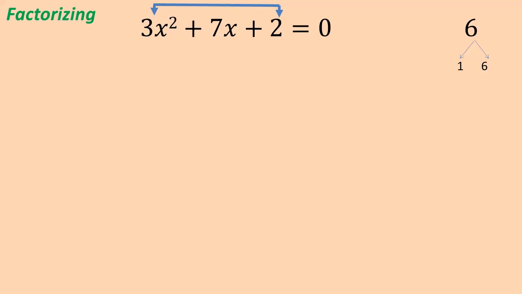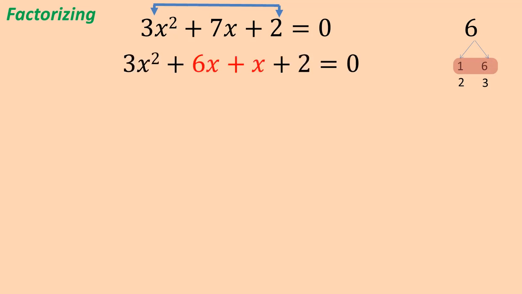So here, we are going to split the middle quantity, plus 7x, into two figures which should be factors of 6. For example, 1 multiplied by 6 is equal to 6. If you add 6 plus 1, the answer will be equal to 7. So that's our correct figure. We're going to choose this figure to split the central quantity into two. For example, 3x squared plus 6x plus x plus 2 is equal to 0.